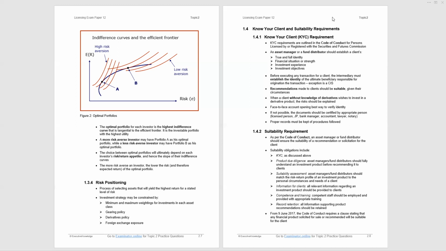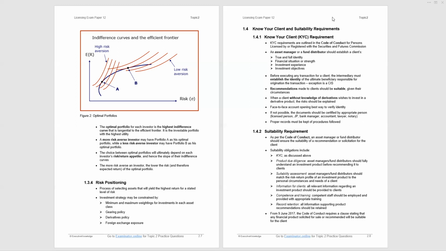Now, KYC requirements are a requirement of the code of conduct, the mother code of conduct for persons licensed by or registered with the SFC. An asset manager or a fund distributor, type 1 license, should establish a client's true and full identity. You need to know who they are, their financial situation or strength, how much money they have, their investment experience, their investment objectives, and this is going to help you decide on the advice you're going to give.